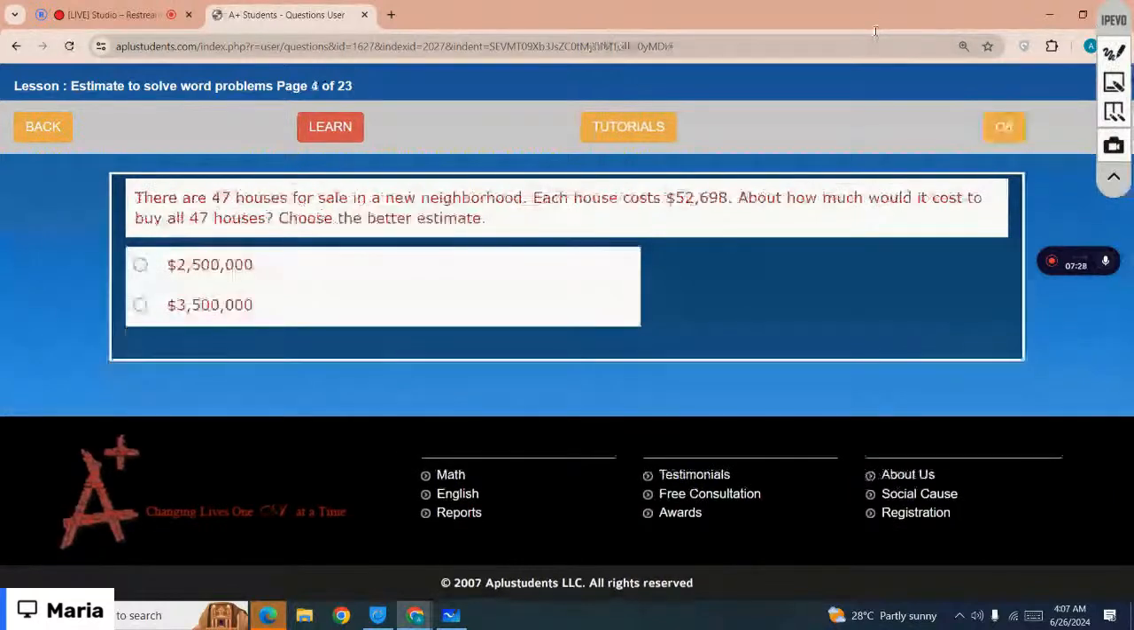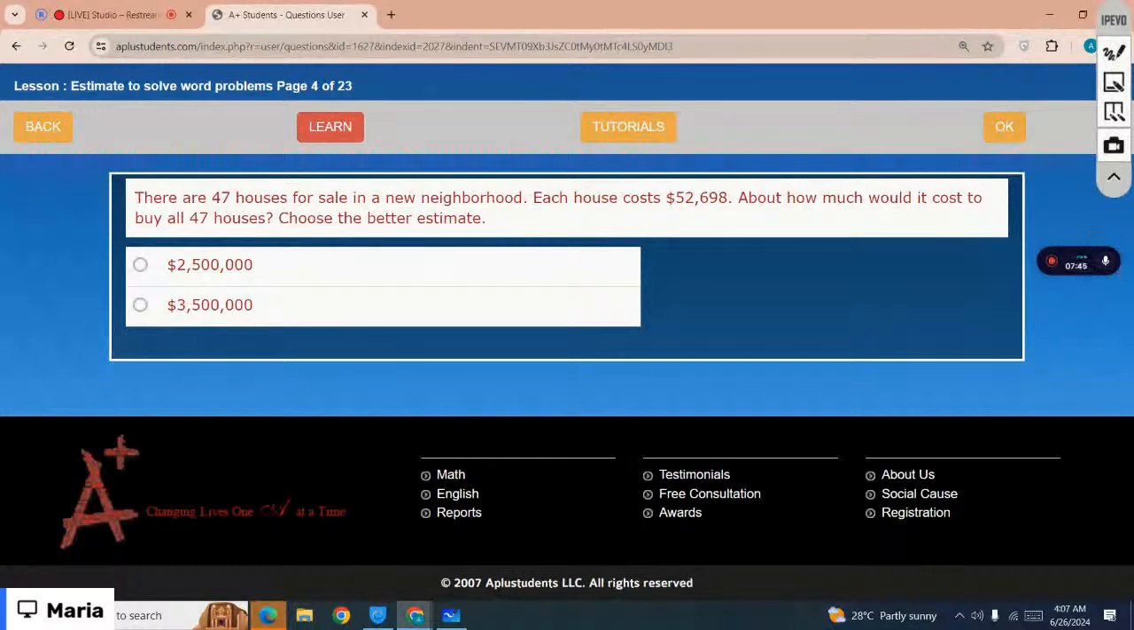There are 47 houses for sale in a new neighborhood. Each house costs $52,698. About how much would it cost to buy all 47 houses? Choose the better estimate. So, which is the option?